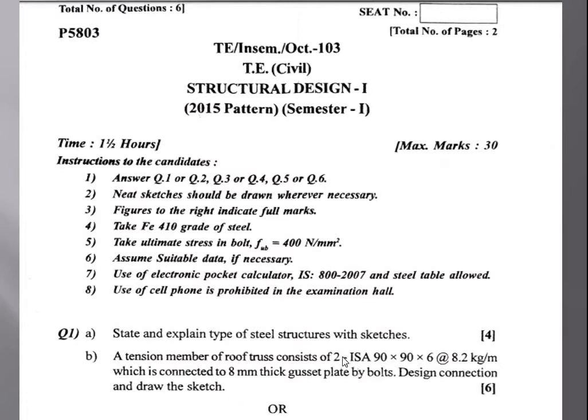Okay, see, two ISA, there are two angles given. ISA means Indian Standard Angle, 90 by 90 by 6 is the size, and at the rate of 8.2 kg per meter, meaning its running meter weight is given. Which is connected to 8 mm thick gusset plates. The thickness of the gusset plate is 8 mm. Okay, and design the connection and draw.